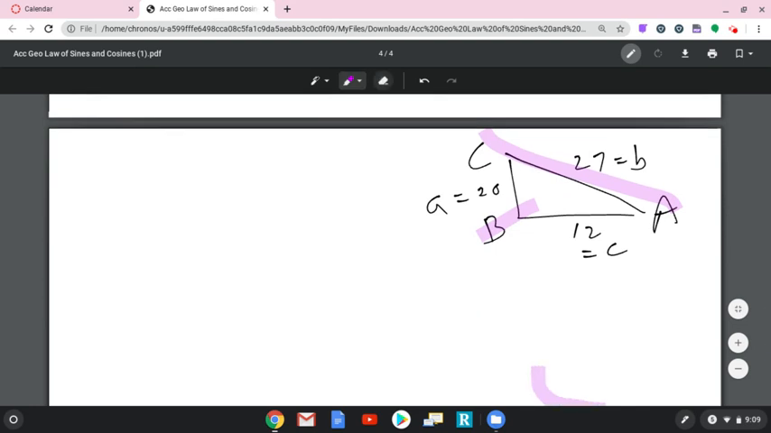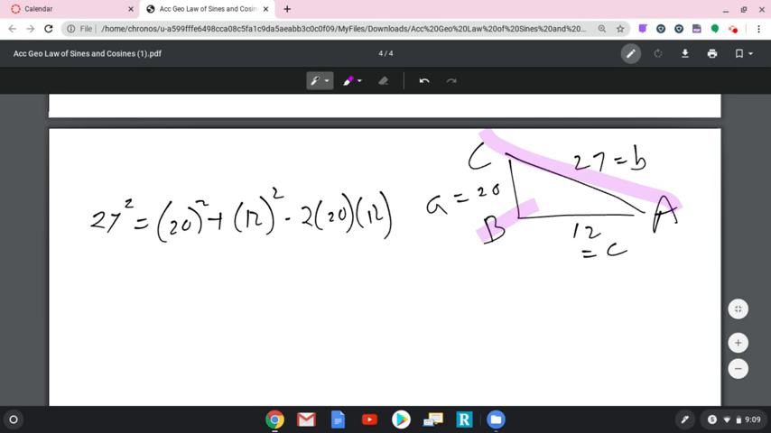So now let's plug it in to find B. It's going to be B squared, which is 27 squared, is equivalent to A squared plus C squared minus 2 times A times C times cosine of B, which we don't know.